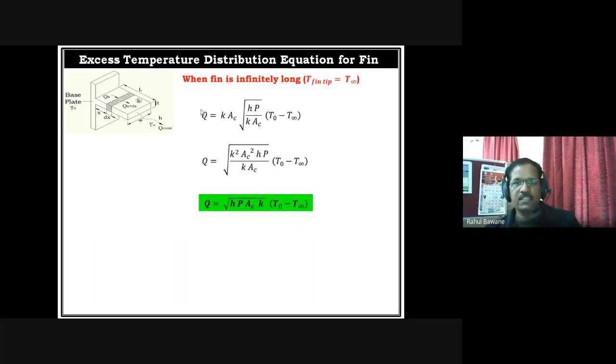So whenever there is a numerical problem on infinitely long fins, for the heat transfer rate we have to use this formula. Many times in a numerical itself, the excess temperature is given, so we can use the direct value of theta 0. So q equals the square root of hPkAc times theta 0.